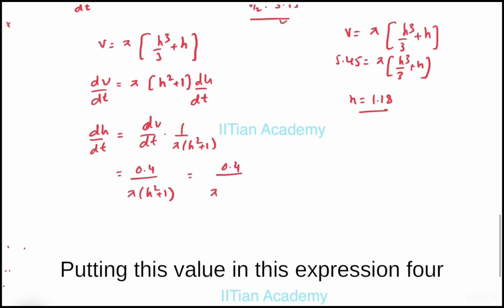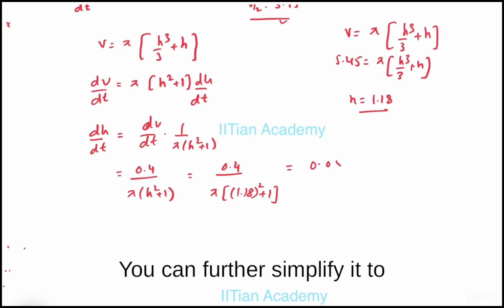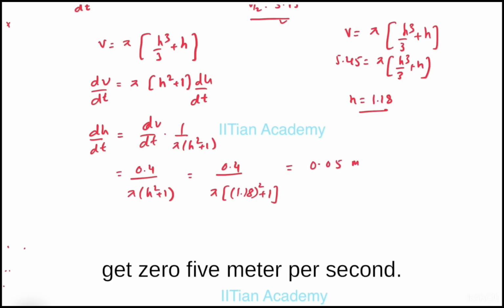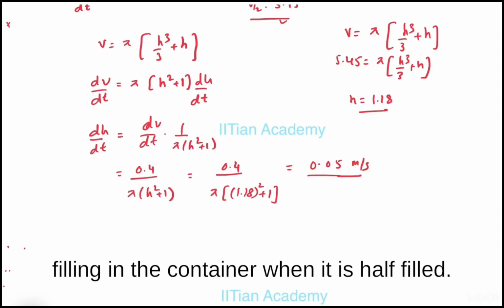Putting this value in this expression, 0.4 divided by pi into 1.18 square plus 1. You can further simplify it to get 0.05 meter per second. So this is the rate at which the height will be changing in the container when it is half filled.